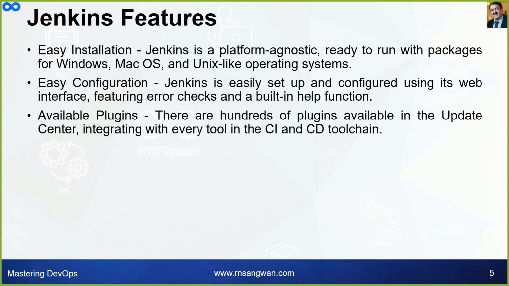And there are hundreds and thousands of plugins and counting. For whatever extra feature you think you need, like OCI connectivity, there's a plugin. For Tomcat, there's a plugin. For deploying on Tomcat, there's a plugin. For building with Maven, there's a plugin. For connecting to any other cloud, there are plugins available. So plugins give features to Jenkins. There are hundreds and thousands of plugins available in the update center, integrating with every tool in the continuous integration and continuous deployment tool chain.